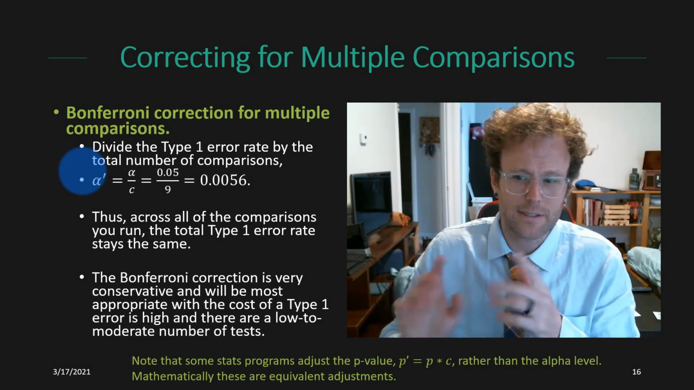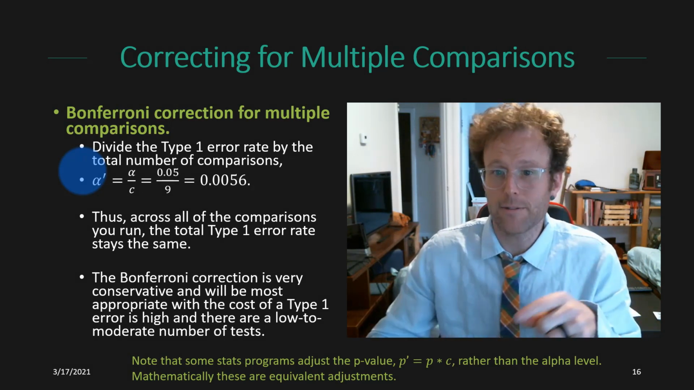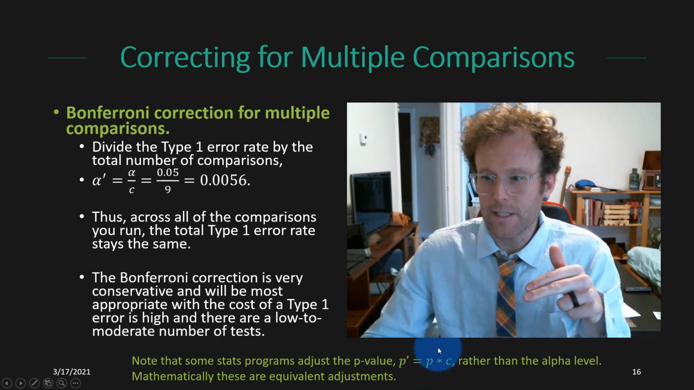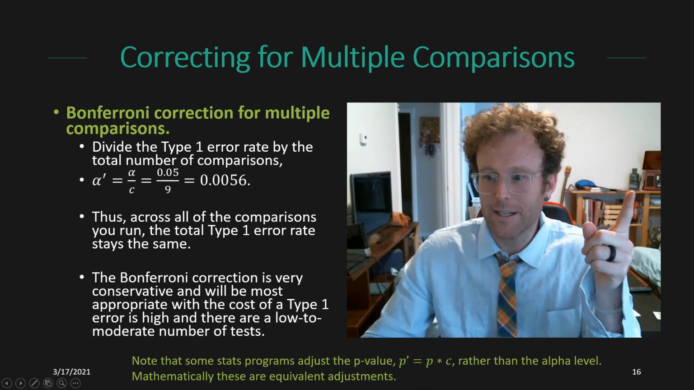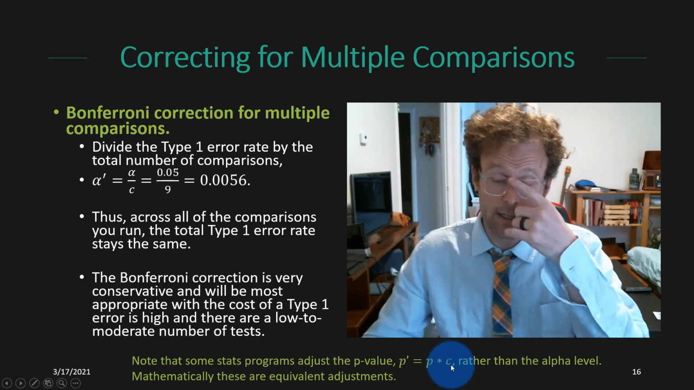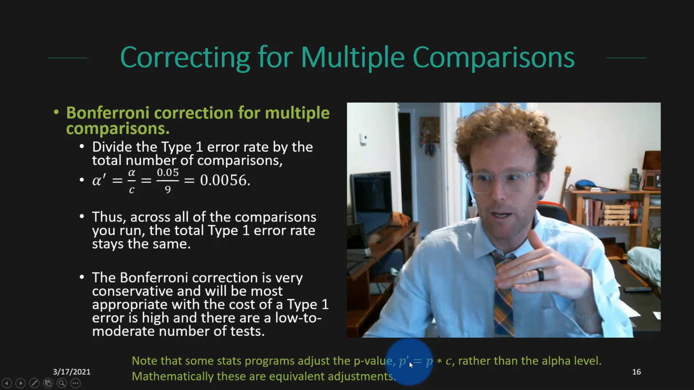The other thing to note here is that some stats programs actually adjust the p-value rather than adjusting the alpha level. So rather than doing alpha divided by the number of comparisons, they'll take the p-value observed for a given t-test and multiply that by the number of comparisons, capping it at a p-value of 1 to give you a p prime rather than an alpha prime.